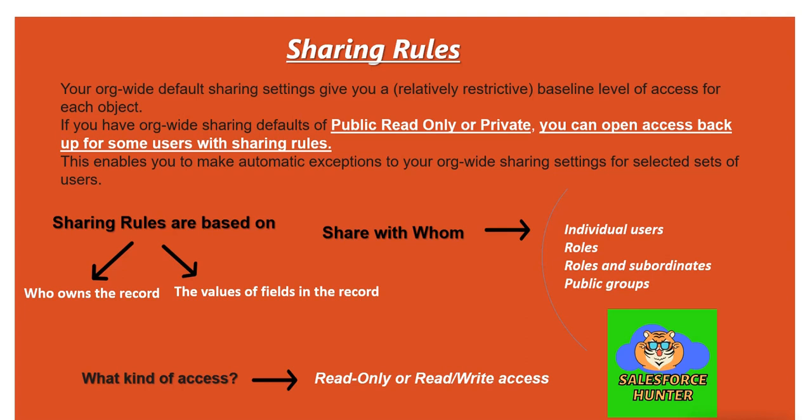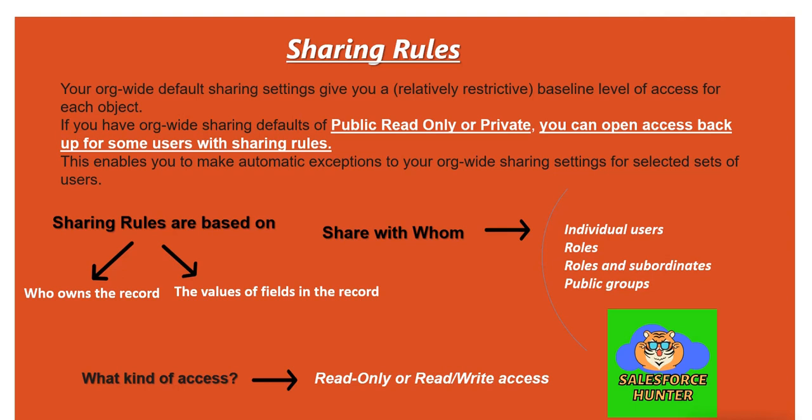Now whenever the OWD setting is either public read or private, basically these are the most restrictive ones in the OWD. Whenever the settings are these two, and we want to give access to certain other users on these conditions, we use sharing rules. Sharing rules just open up the access if the OWD settings are either private or public read. So that is what sharing rules do. Now let's study more about it.